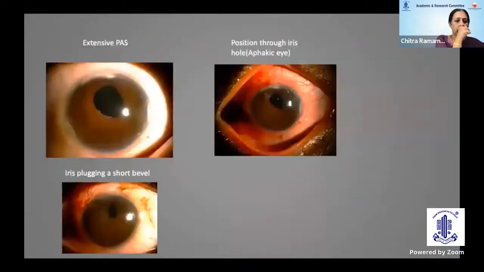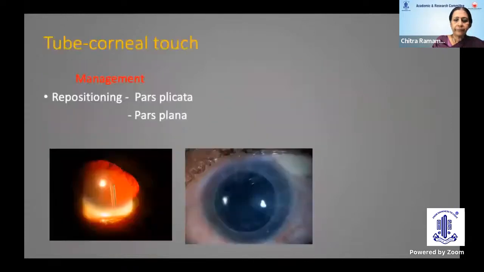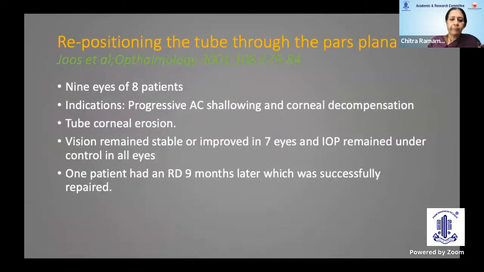This was a patient with extensive PAS, an epithelial ingrowth eye. So here we positioned the tube through the iris. However, the bevel was short and iris plugged the opening, causing elevated IOP. With iridoplasty, this block was removed and the tube became functional again. Repositioning may be necessary, and this can be done through the pars plicata or the pars plana.